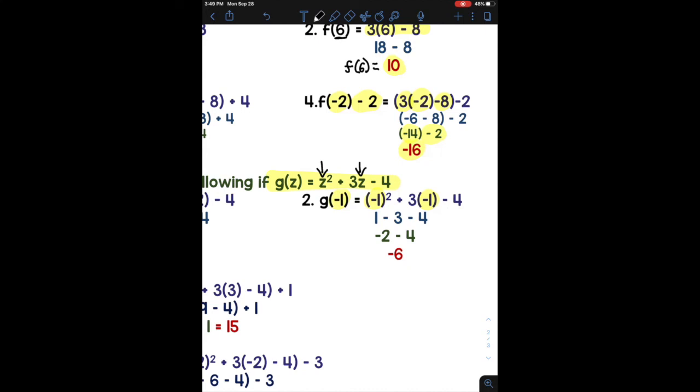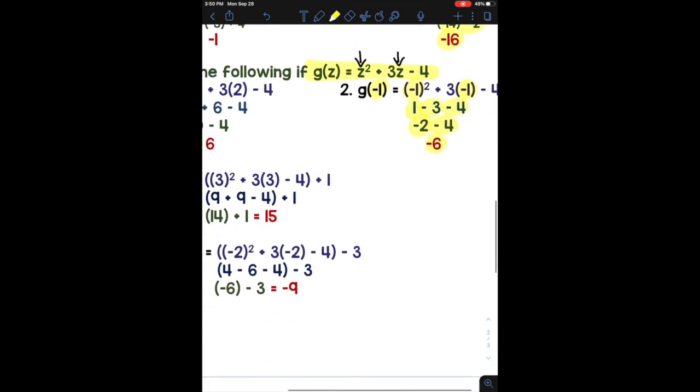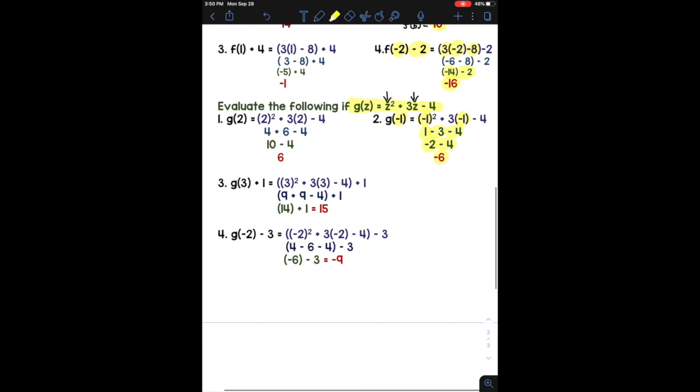So as you could see, we substituted it in twice for the 2 z's that appear in the function. When you square -1, you're going to get +1. 3 times -1 is -3, and then -4. We're moving left to right. 1 minus 3 is -2. -4 will give us our final answer of -6.